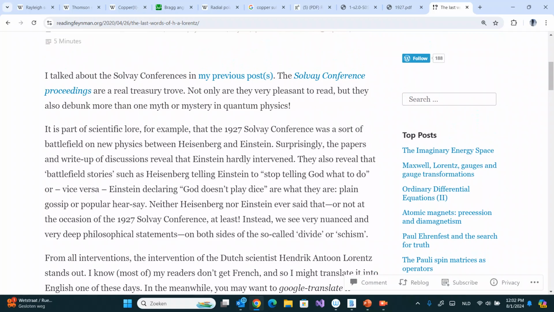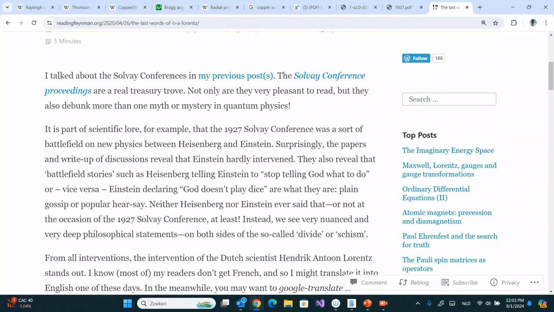You know, it's a bit of scientific lore, so it's untrue that the 1927 Solvay Conference was like a battlefield between Heisenberg and Einstein. The papers and write-up of discussion actually reveal that Einstein hardly intervened. Perhaps he was tired of the discussions. We must also note that he had boycotted the Solvay conferences immediately after the First World War because the organizers boycotted the German scientists and he thought they should be invited. And so they weren't, and so he refused to come.